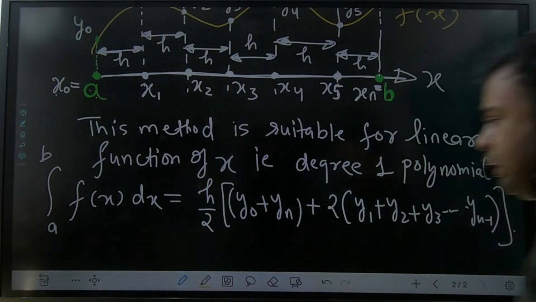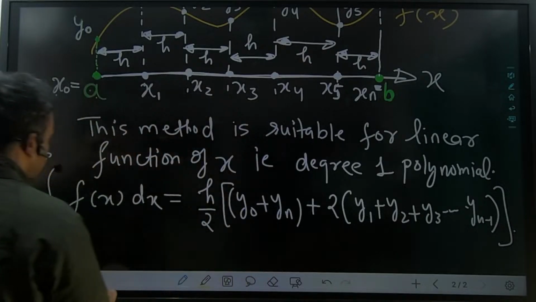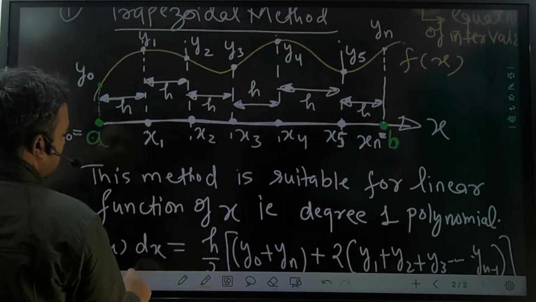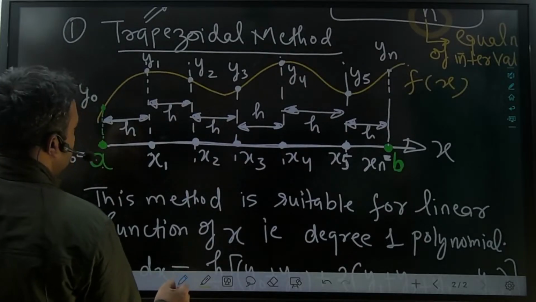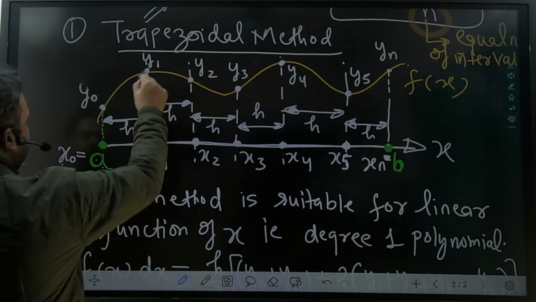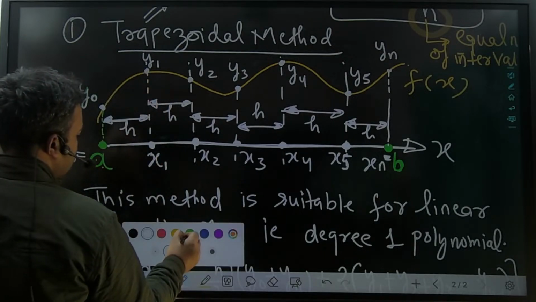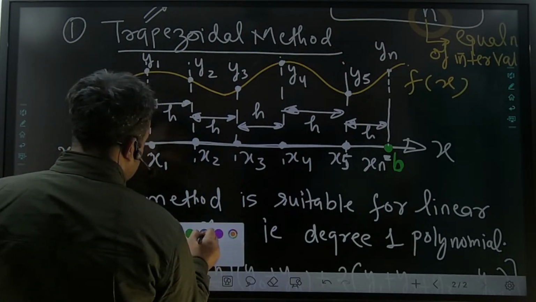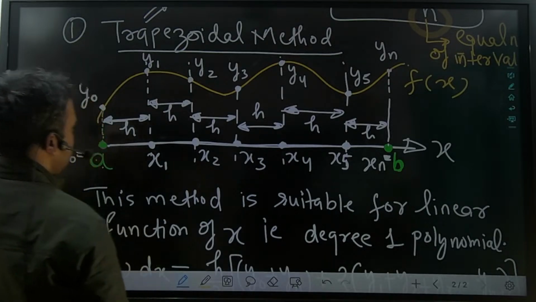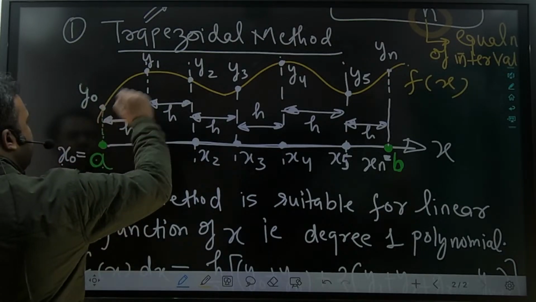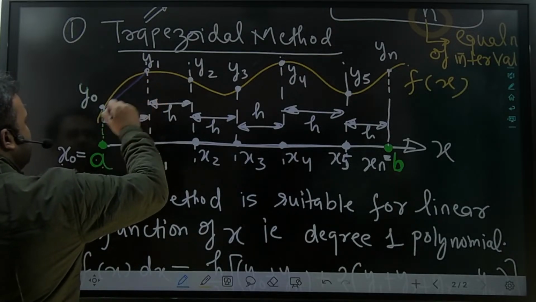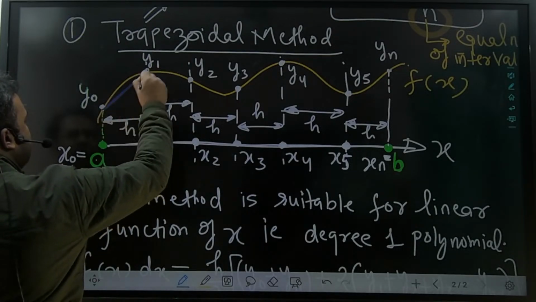So this integration is performed by taking any 2 points on the curve and drawing a line. Suppose I have 1 point y naught and 1 point y1. So the trapezoidal rule says that this rule is applicable when it's a linear function. So it will not connect y1 and y0 along the curve, rather it will just connect them straight, right?